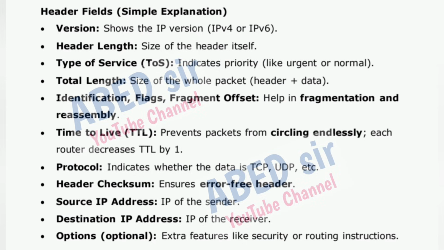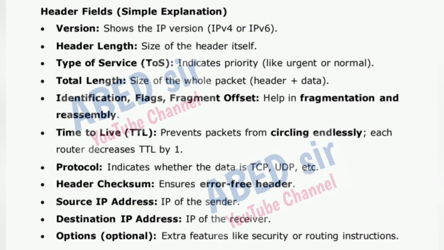Time to live, TTL, prevents packets from circling endlessly. Each router decreases TTL by 1. Protocol indicates whether the data is TCP, UDP, etc. Header checksum ensures an error-free header. Source IP address is the IP of the sender. Destination IP address is the IP of the receiver.